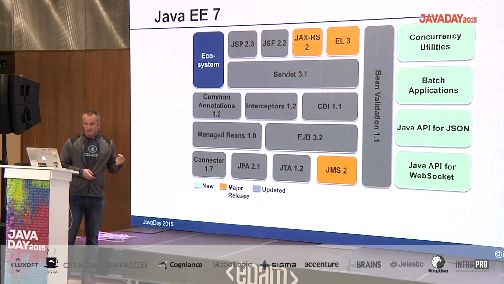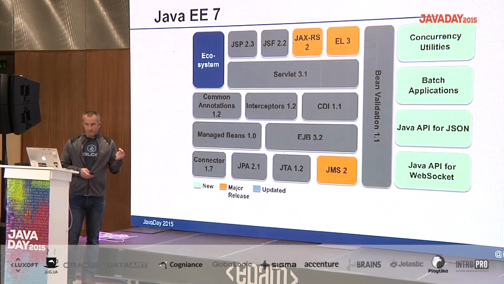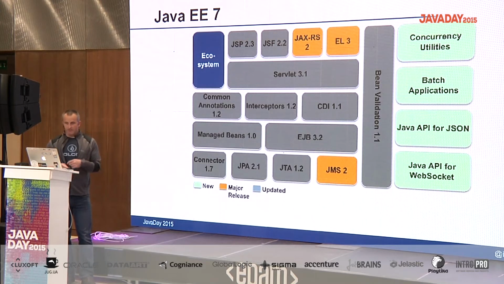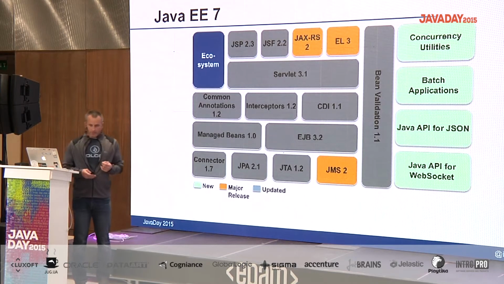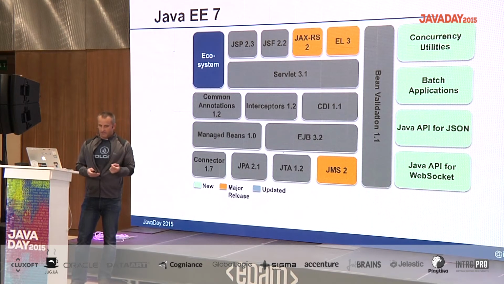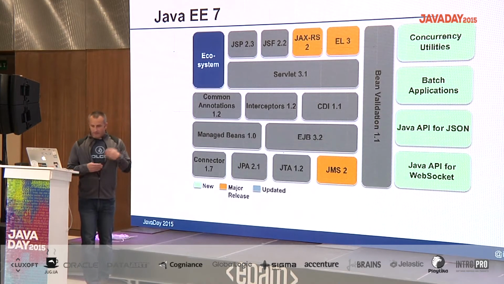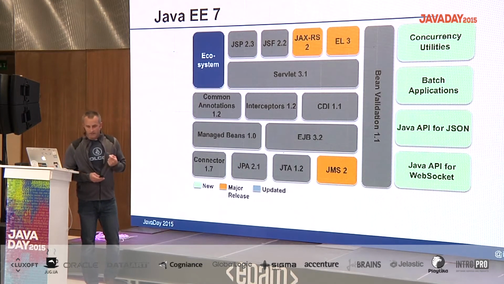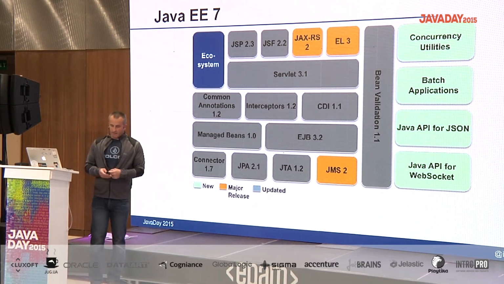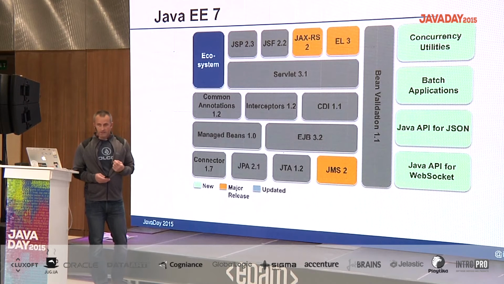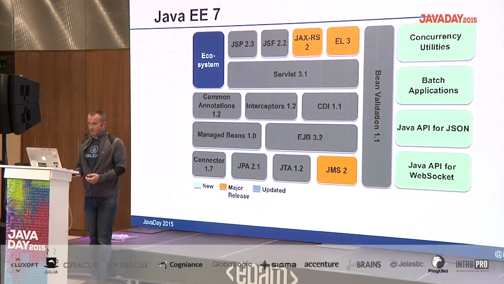So Java EE 7 had some new specifications, lots of updated APIs. And some of them were even lifted to major releases, such as JAX-RS and JMS. The new stuff that was added were concurrency utilities, support for batch applications, and the Java API for JSON. And you also got the WebSocket support. And the whole ecosystem was updated.